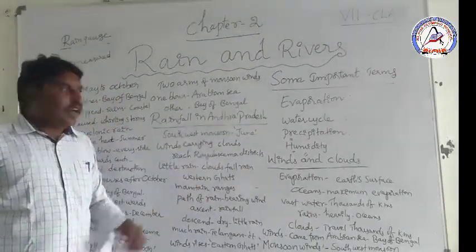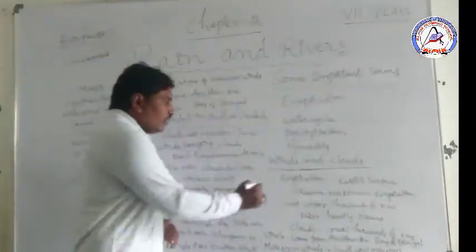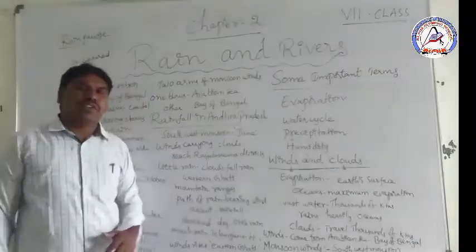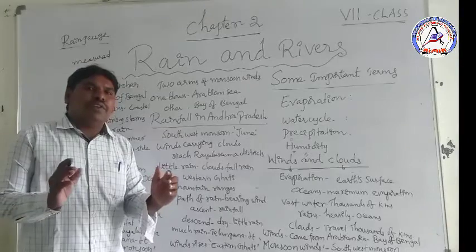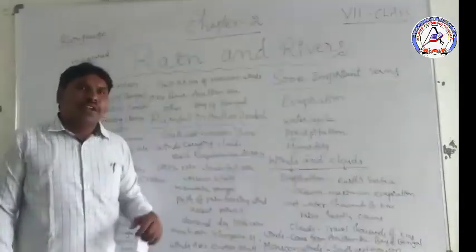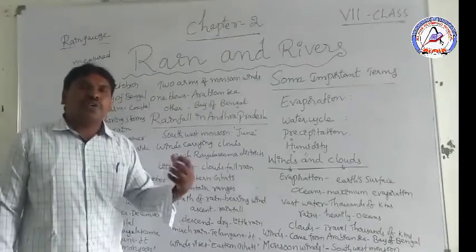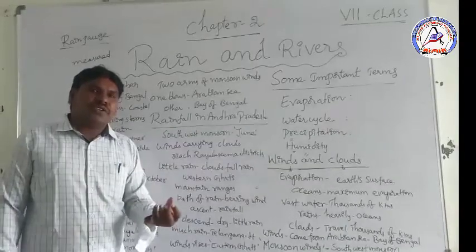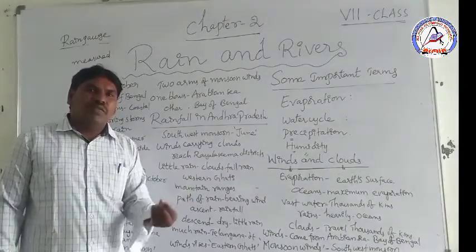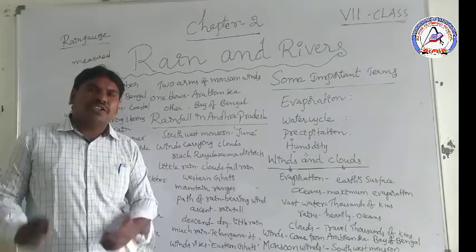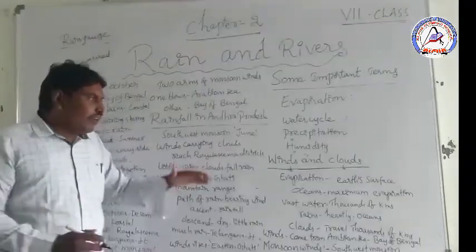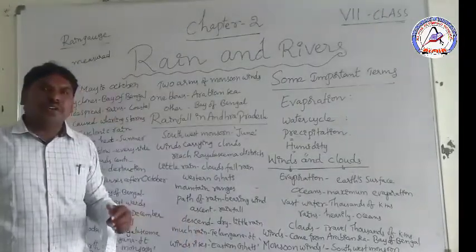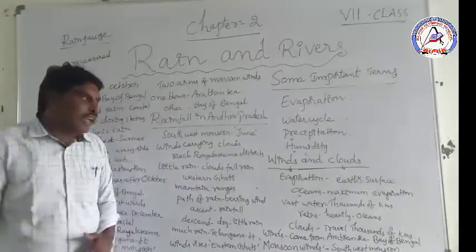We can go to the next part of this chapter, winds and clouds. Before, you know what is evaporation. Evaporation takes place all over the earth's surface, from the water bodies, from the seas and oceans. Especially from the oceans, maximum evaporation takes place.